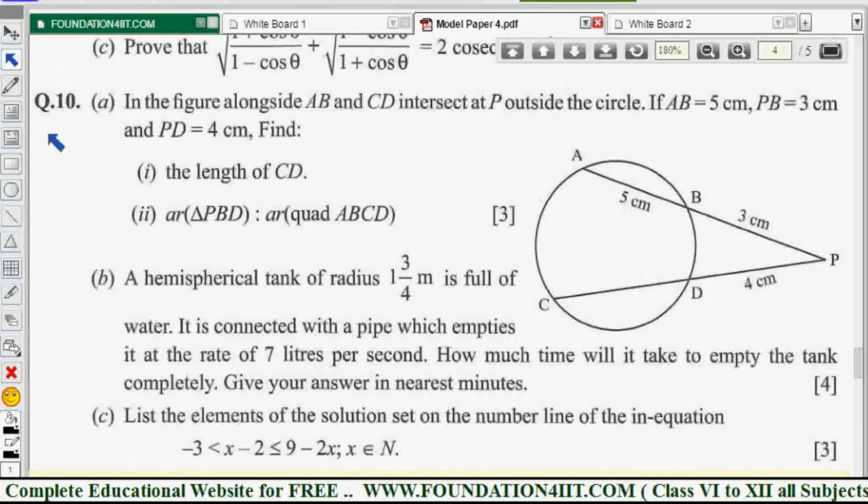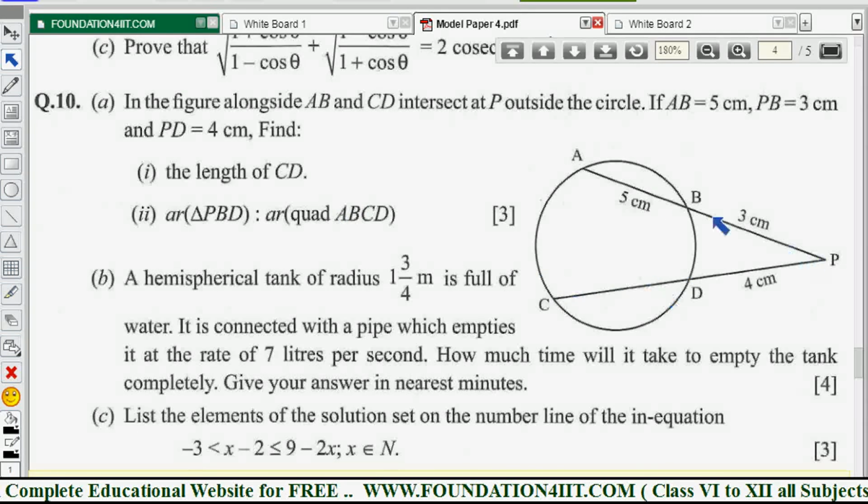From this paper, let us see question number 10. The first one is from geometry, a tangent topic. In the figure alongside, AB and CD intersect at the point P outside the circle. If AB is equal to 5 centimeters, PB is 3, okay, A to B is 5 and PB is 3, and PD is 4 centimeters. Find the length of CD. The CD length you should find out.